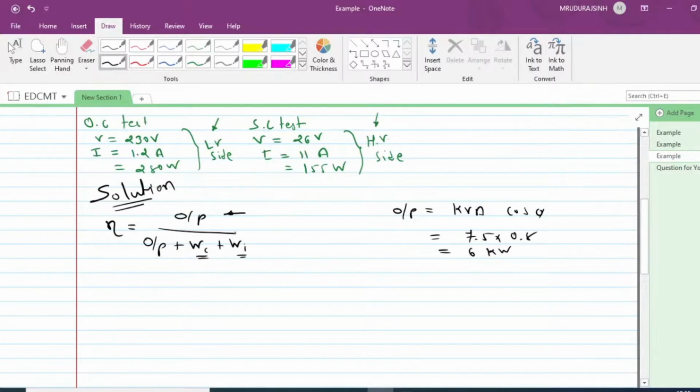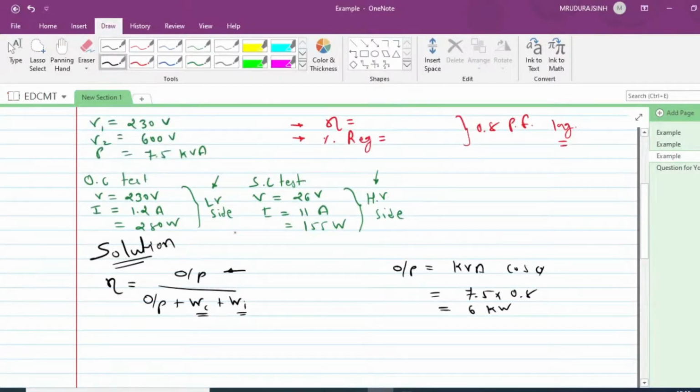But over here, let us check. One of the data given is referred to the LV side, and one of the data is referred to the HV side. So with this type of condition, first, this is our iron loss, right? This is clear. But this is our copper loss, but is it at full load? That we need to verify. If it is at full load, then that's fine, but if it is not at full load, we need to find the full load copper losses.